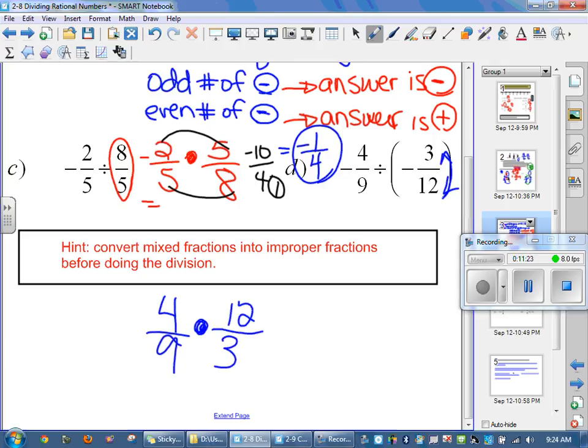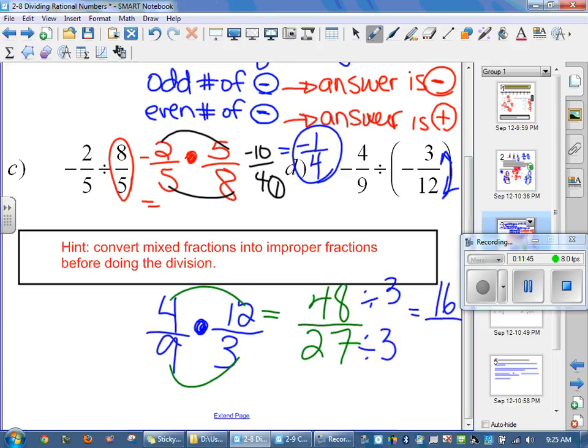Now we're going to multiply tops. We get 48. We're going to multiply the bottoms. And we're going to get 27. These will both divide by 3. Okay, they go lower and they both divide by 3. That's going to give us 16 over 9. And that's our lowest it goes. It does not go any further.